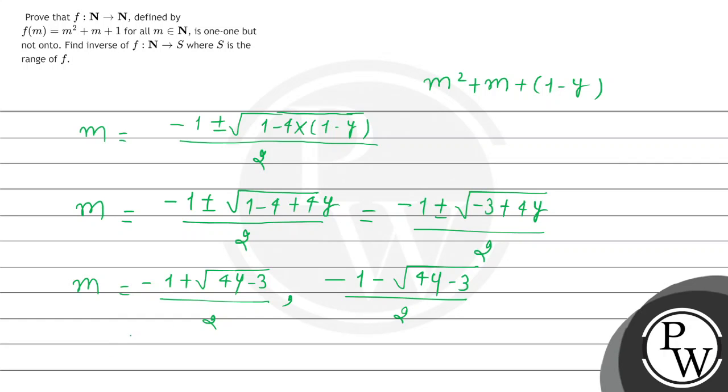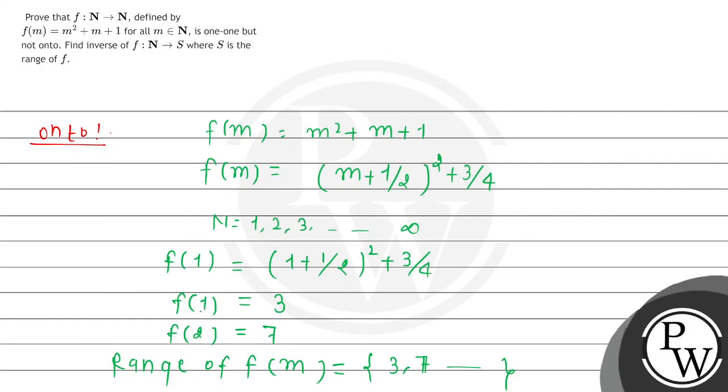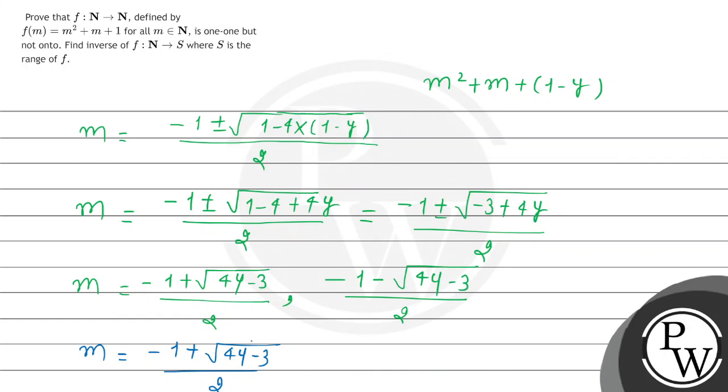So here we'll take the positive value as our final answer, because we have the value √(4y − 3) by 2a. This will be our final answer, because f(1) is equal to 3. It means when we put the value m = 1, we found the value 3. So we can say this will be our final answer.